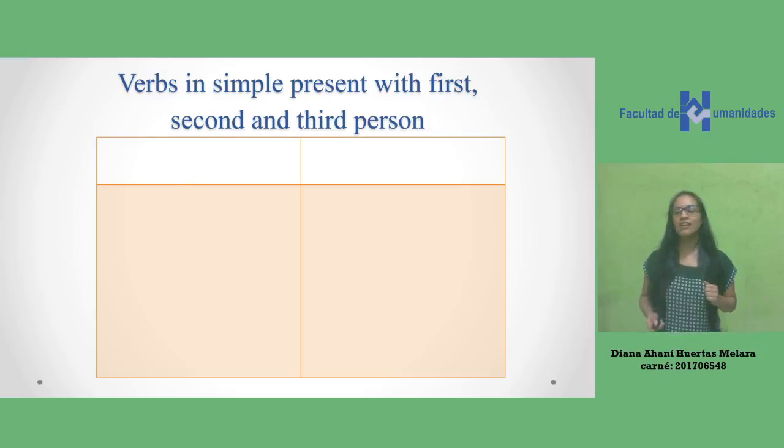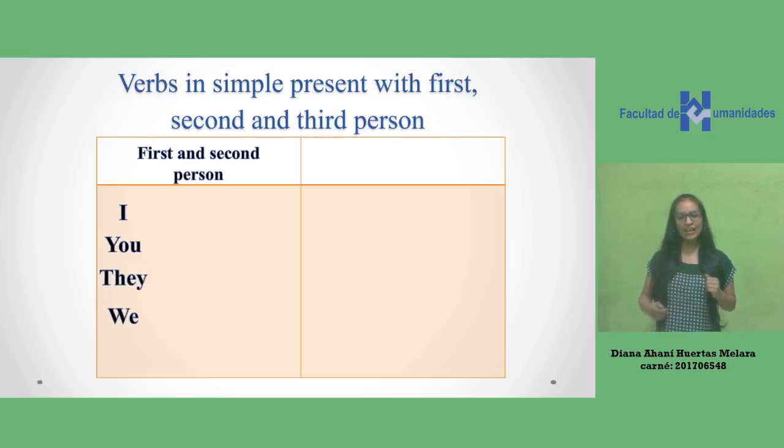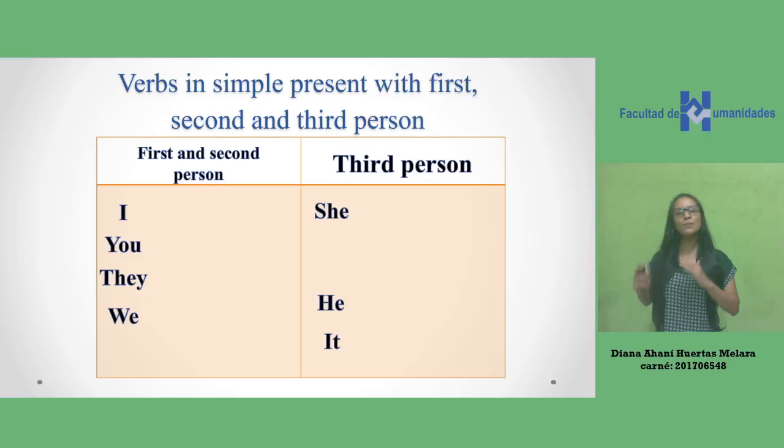First, we have first and second person that are I, you, they, and we. And then we have third person that are she, he, it. Okay, in first and second person, we use this verb. I eat, you eat, they eat, and we eat.